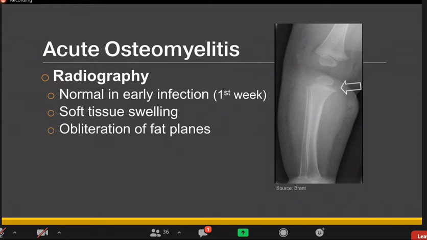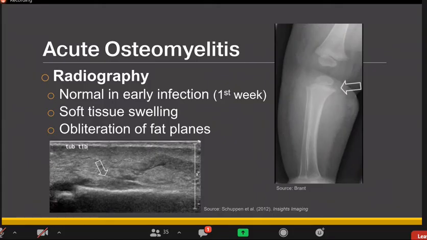It's normal early on in infection in the first week, and some studies say that its sensitivity is even as low as 25%. The earliest signs could be soft tissue swelling and obliteration of fat planes, as in this case.